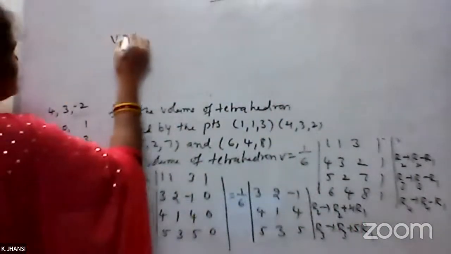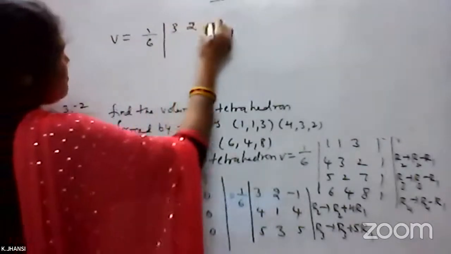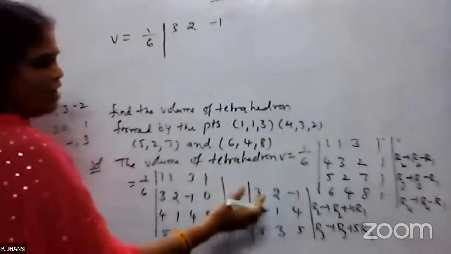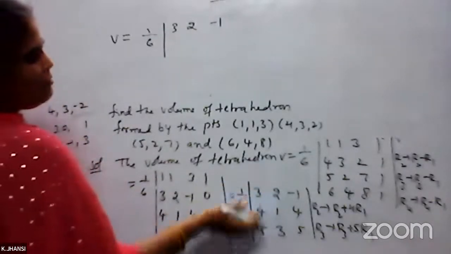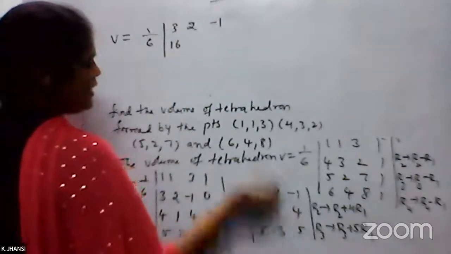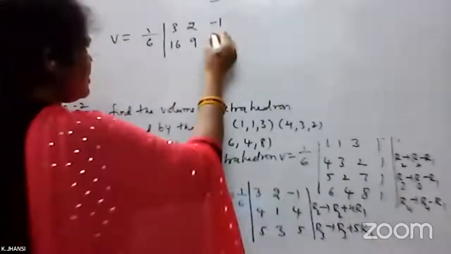So now V is equal to 1 by 6. So 3, 2, minus 1, you keep like that only. 4 here plus 4 means it is 12. 12 plus 4 means you will get 16 here. This 4 2s are 8, 8 plus 1 is 9. Next here, minus 4 plus 4 is 0.